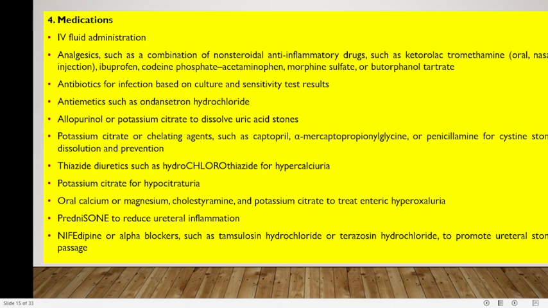We have the use of thiazide diuretics such as hydrochlorothiazide when you have hypercalciuria. Potassium citrate is used when you have hypocitraturia. You have oral calcium or magnesium, cholestyramine, and potassium citrate to treat enteric hyperoxaluria. We have prednisone used to reduce ureteral inflammation. We have nifedipine or alpha blockers to promote ureteral stone passage.